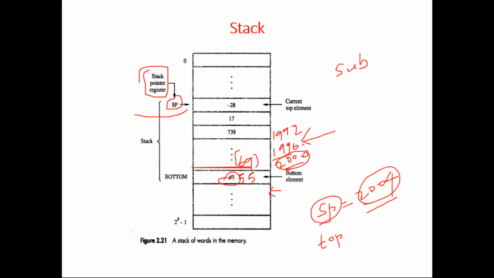After returning 69, the stack pointer will be incremented. Previously it was 1996, now it will become 2004. So now the stack pointer is not pointing to the above element, rather it is pointing to the below element.